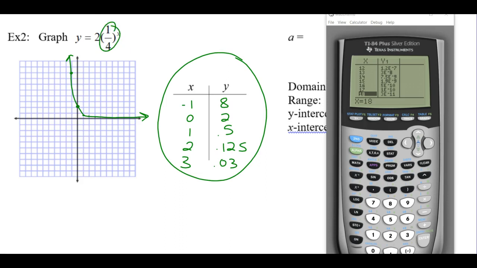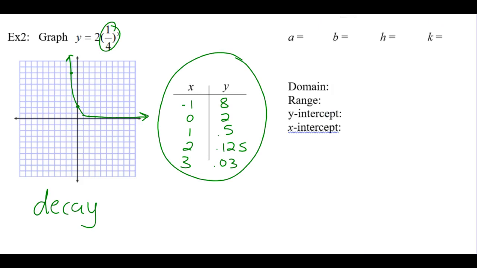Okay. So now that you can see it, is this a growth or a decay? It's a decay. From left to right, this is going down. It's getting smaller and smaller and smaller. Okay, so let's answer our questions over here. What is the domain? All real numbers, left and right forever. What is the range? Yeah, it's the same, 0 to infinity.